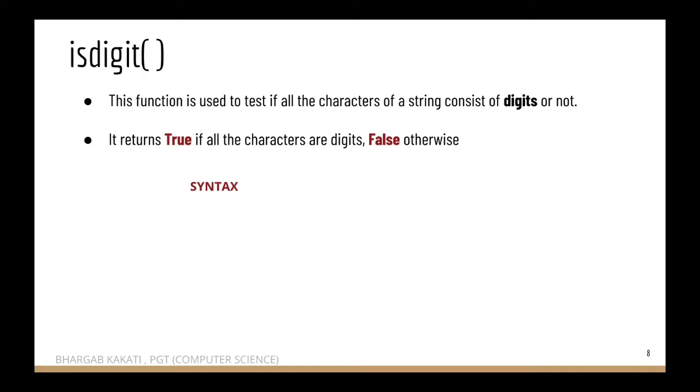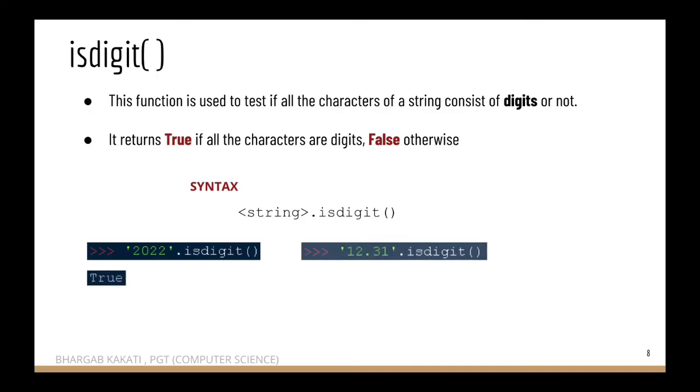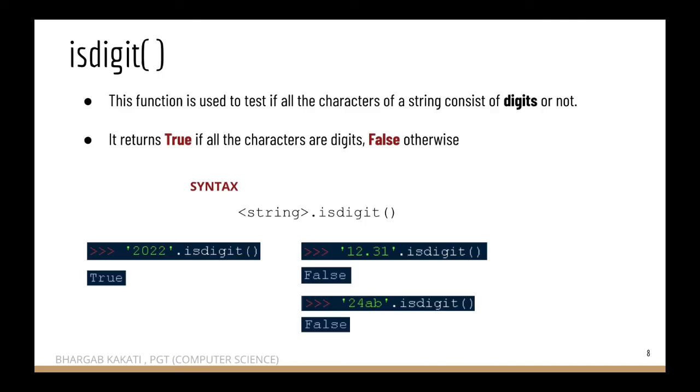How does the syntax go? The syntax goes as follows, which is string dot isdigit. So if the string is 2022, all the characters are digits, so 2022 dot isdigit will fetch you true. If I write 12.31 dot isdigit, here we have a symbol called point which does not come under 0 to 9, therefore it will return false. The third example is obviously false because here we have alphabets along with digits. So the result will be what? The result will be false.